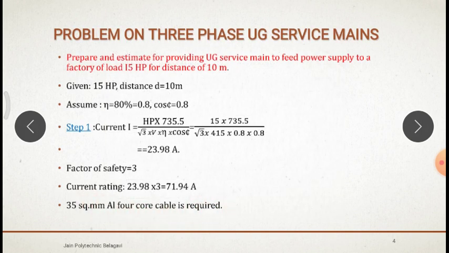I wrote 4 core because it is a 3-phase connection. For that we need a 4 core aluminum cable. If it is single phase, we need a twin core, that is nothing but phase and neutral. Here 4 core: 3 phase RYB and 1 neutral. Either you can take 3.5 core also, because for neutral you can take half core section. So 3.5 core or 4 core aluminum cable we require for that.